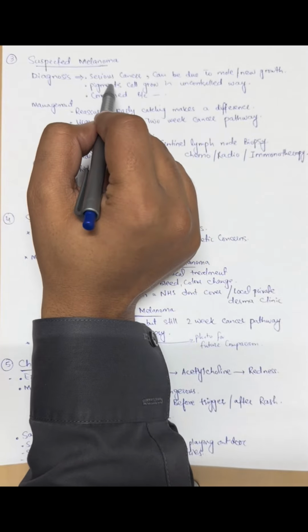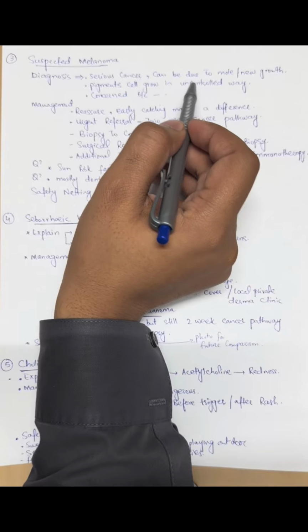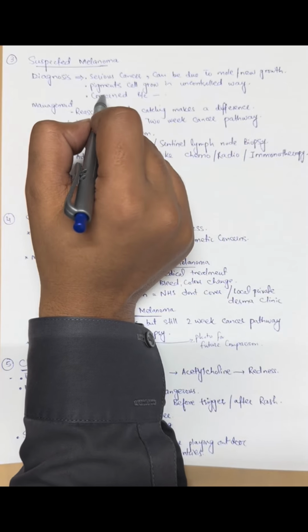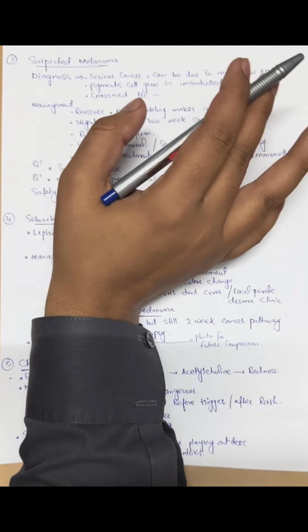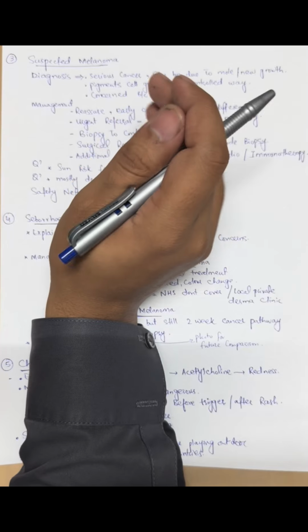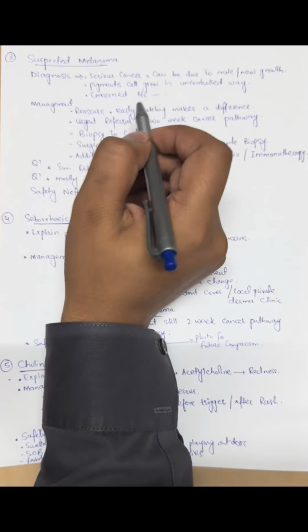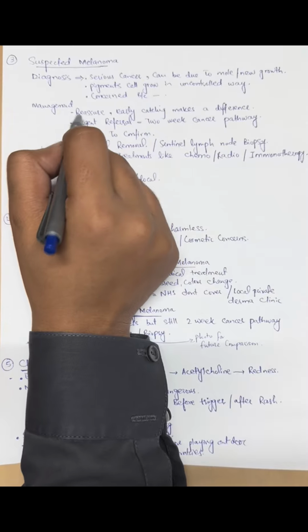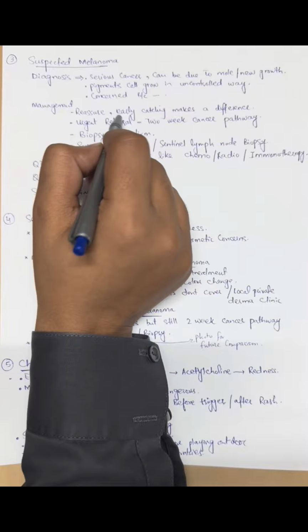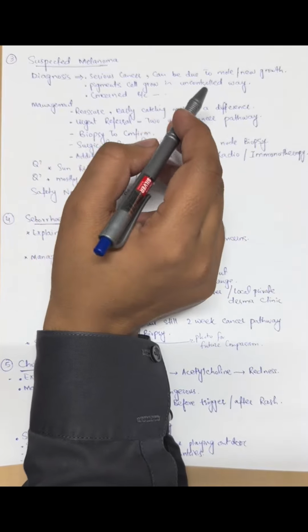It is due to the pigment cells in the skin growing in an uncontrolled way. It is really concerning because it has changed its color and its size. Tell them all these things. Then in terms of management, you first reassure them. Tell them that early catching makes a big difference.